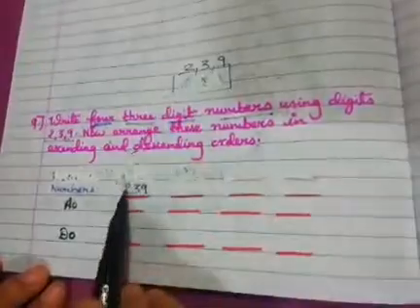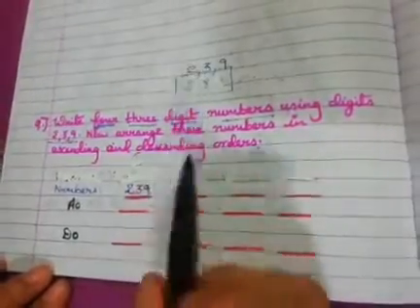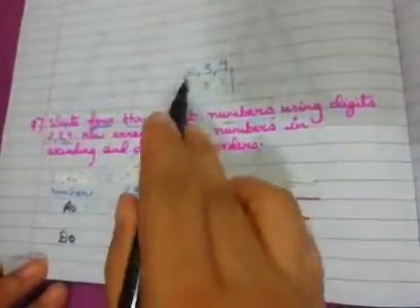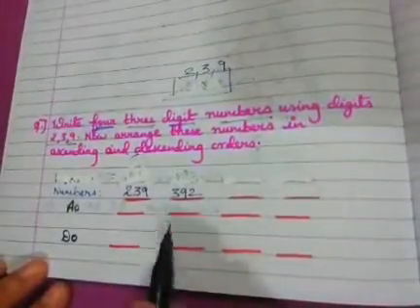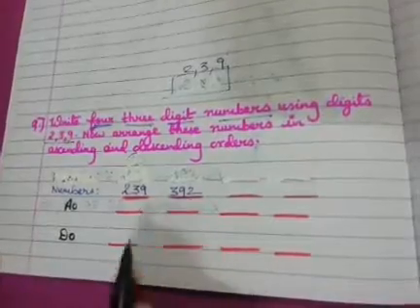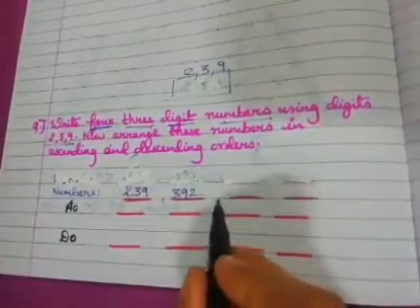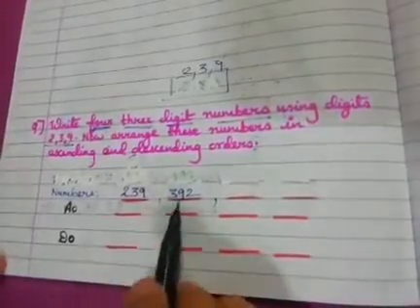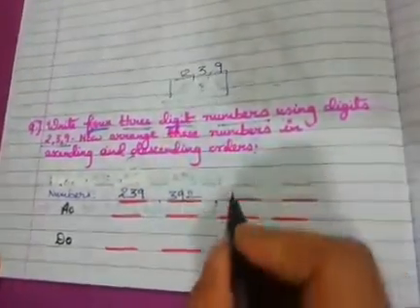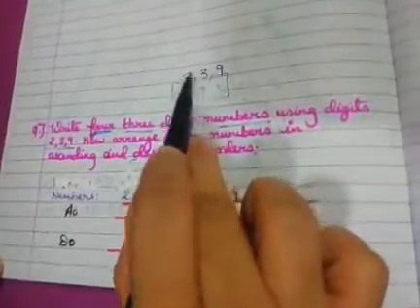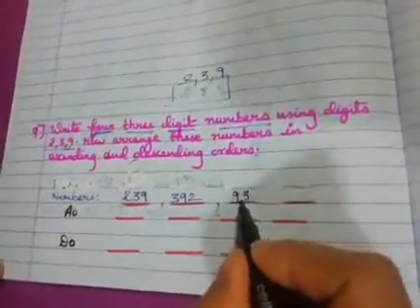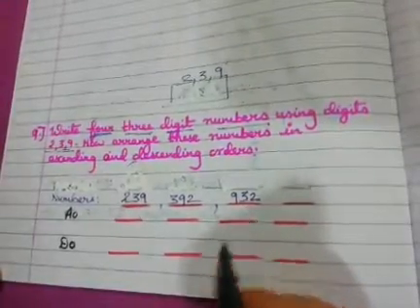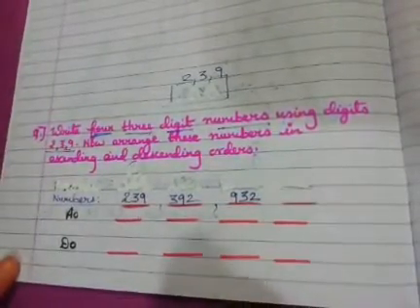Next, now I'll write 3 in hundreds, 9 in tens and 2 in units. So my next number is 392. Okay. After writing each number you can put comma. Next 9 I will take in hundreds, 3 in tens and 2 in units. So my third number is 932.